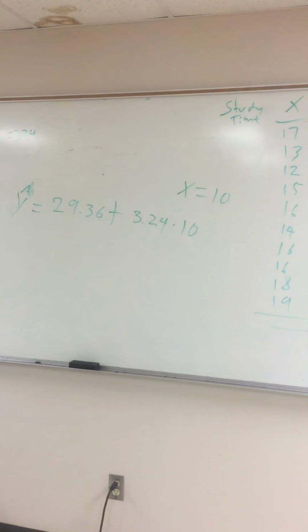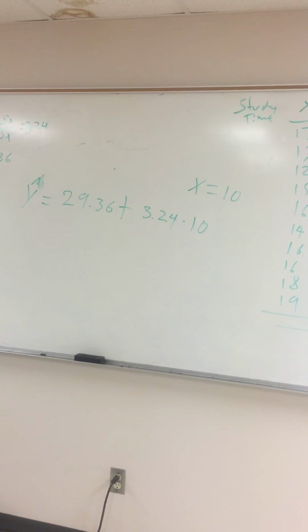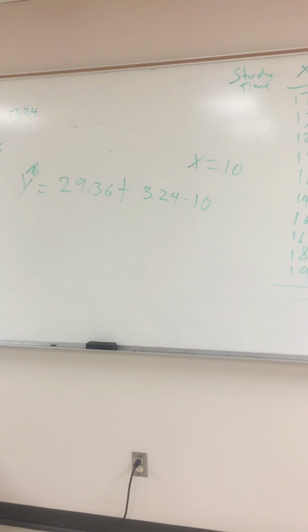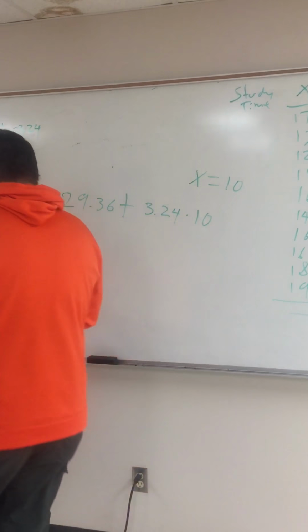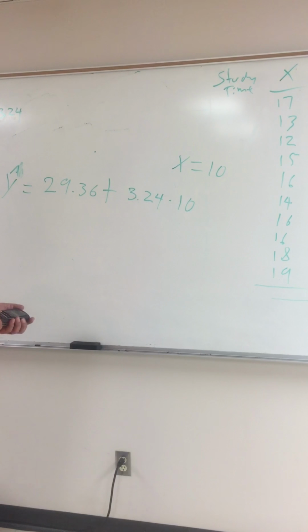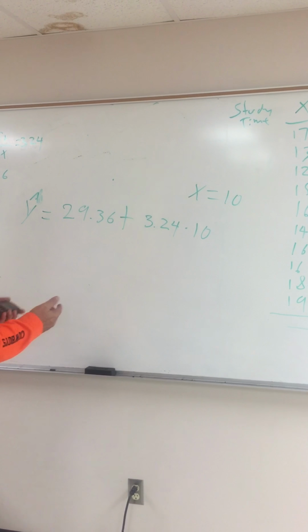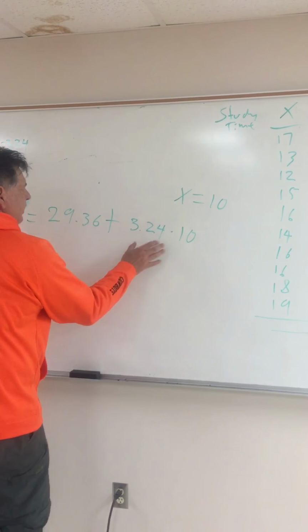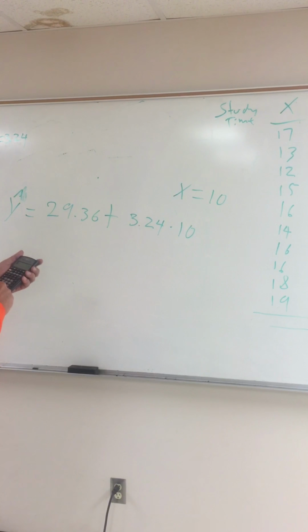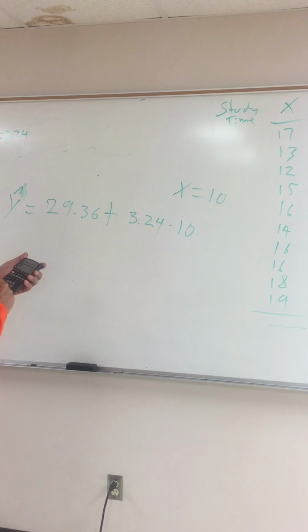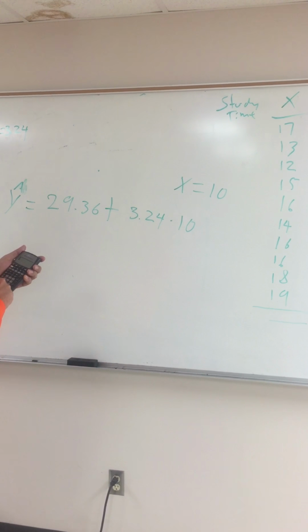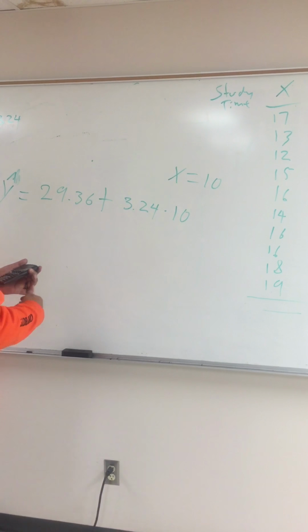So I might be a gambling person, and I say, man, I only want to study 10 hours a week. I don't want to put 17 hours in. So now I'm going to put 10 hours in. First thing I've got to do is 10 times 3.24. That gives me 32.4.